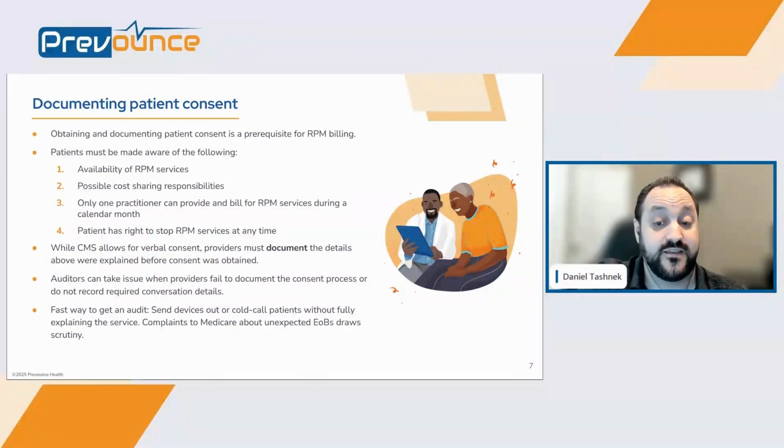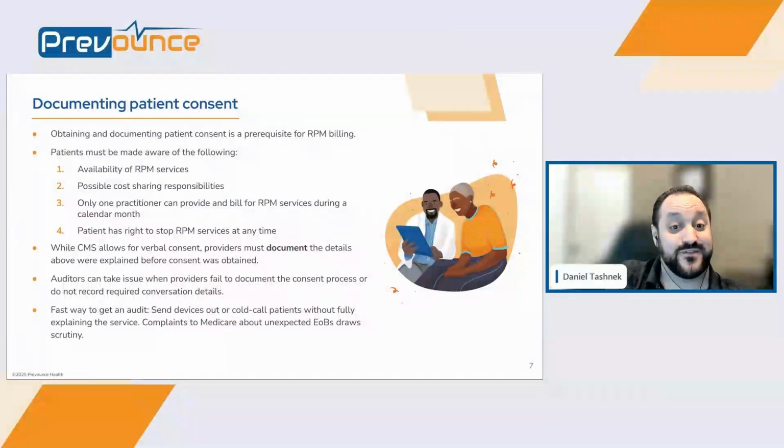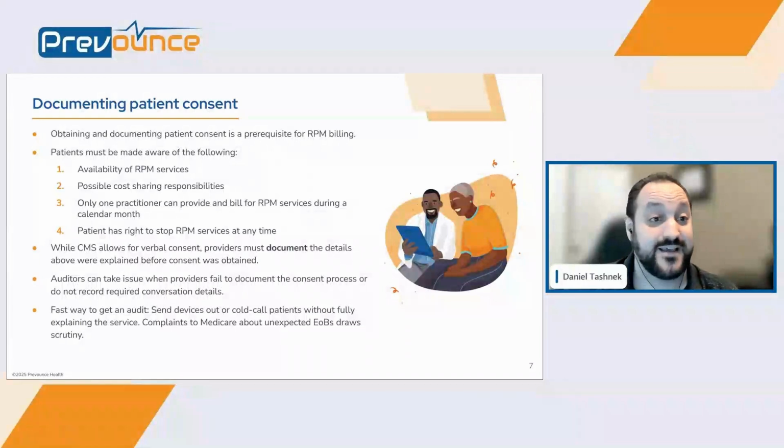I will say, above and beyond the fact that this is a requirement, one real good way, a fast way to get sort of an audit and scrutiny is to have patients complaining that they were never enrolled and understood the program, right? It doesn't take that many patients to call up Medicare and say, we got these EOBs, I don't understand where it's coming from. This is not something I agreed to, raising scrutiny towards you. So on one hand, it's good to keep your nose clean and to have the consent documented. At the same time, you don't want patients saying that they don't understand where this came from.